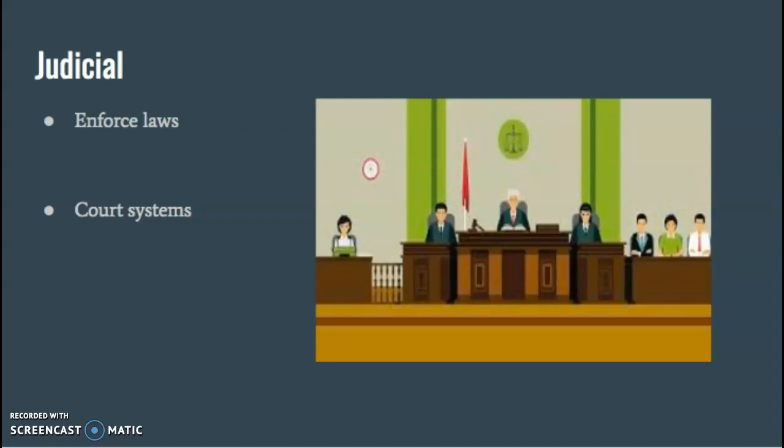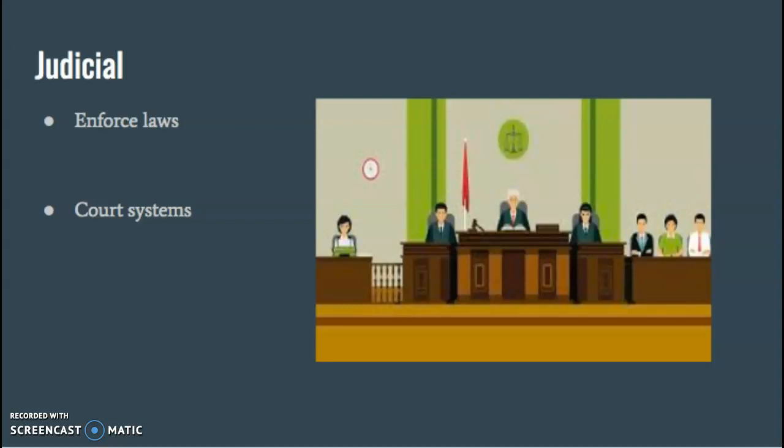So they have courts at the state level and then federal courts, and the highest court is the Supreme Court. So some duties of the judicial branch are to decide whether or not a person is guilty of breaking the law, and if they are, then imposing a sentence on them.